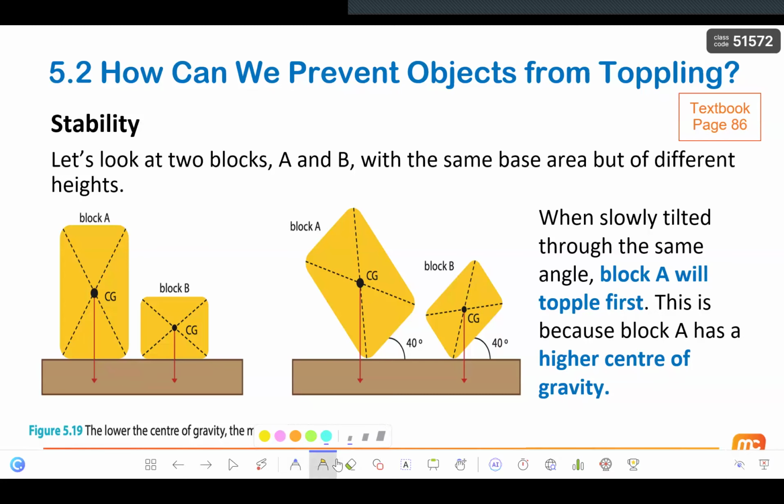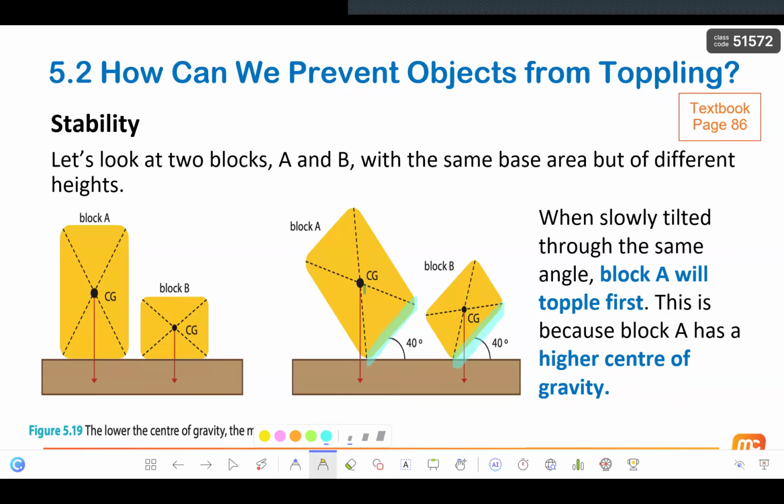Let me highlight for you where the base area is. Base area is here. So block A has already fallen out of the base area. But for block B, the base area is here. So with the same base area for block B, the center of gravity will still be within the base area because the center of gravity is lower.